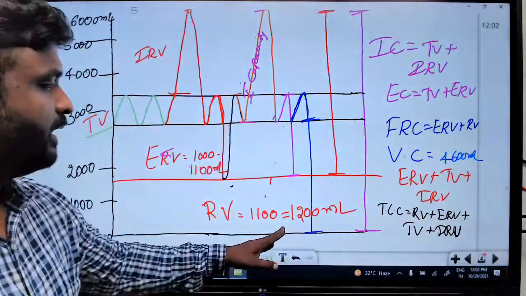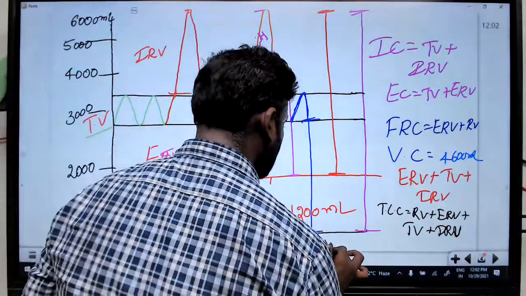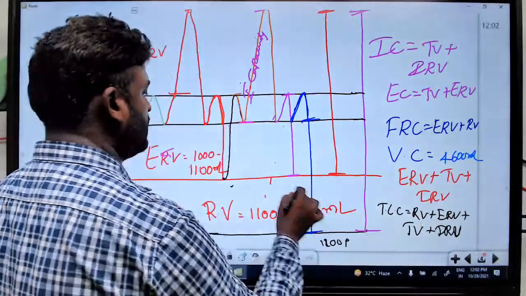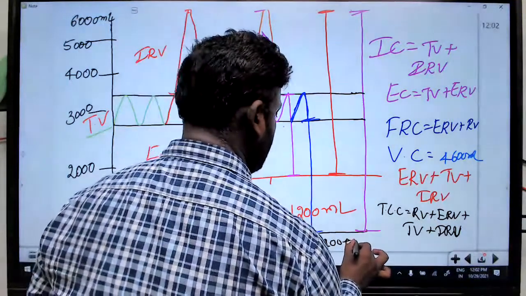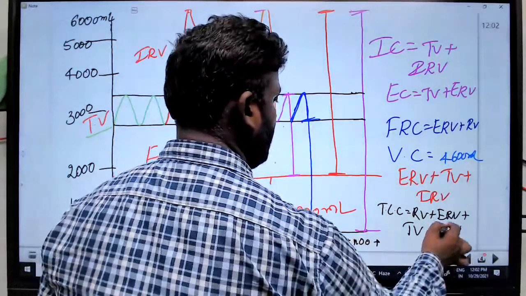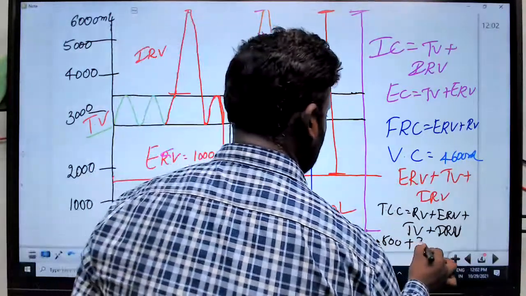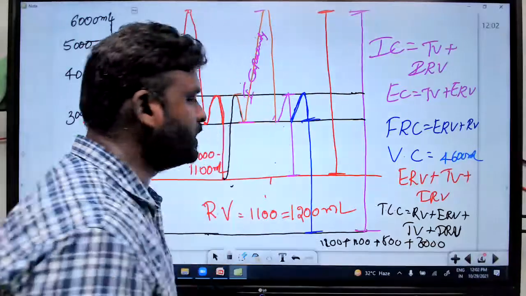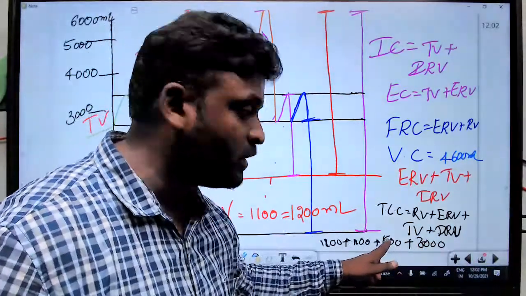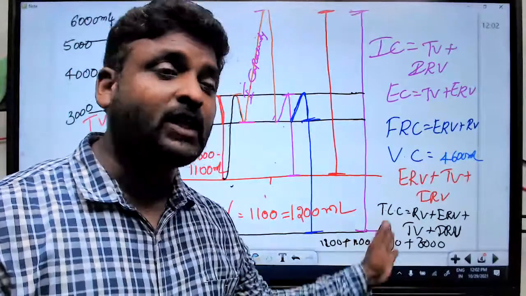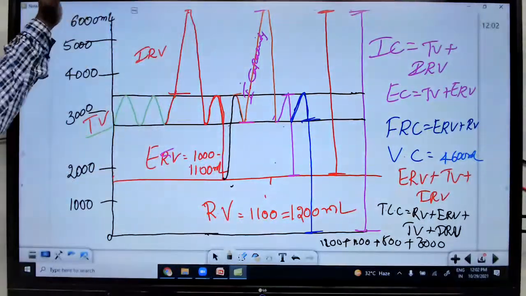What is the RV? 1200. Okay, so the measurement we have written: 1200 plus ERV 1100, plus TV 500, plus IRV almost 3000. 3000 plus 500 is 3500, plus 1100 is 4600, plus 1200 is 5800. Almost, I mentioned here, 6000.